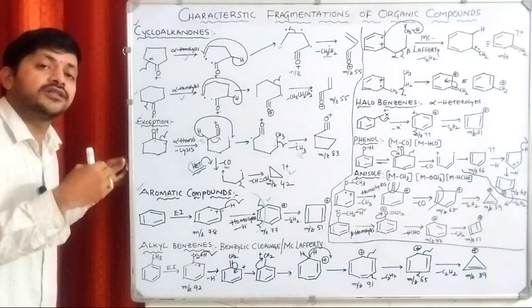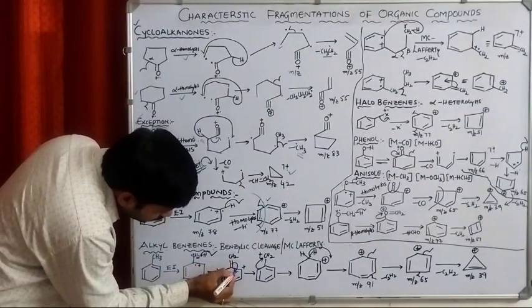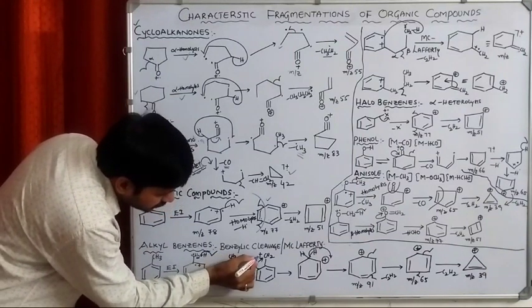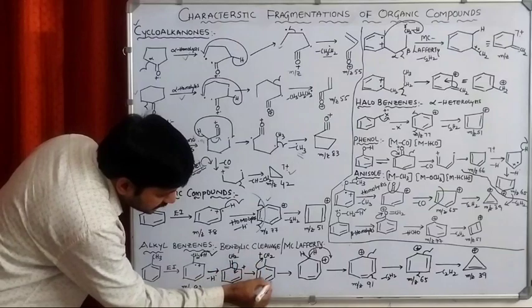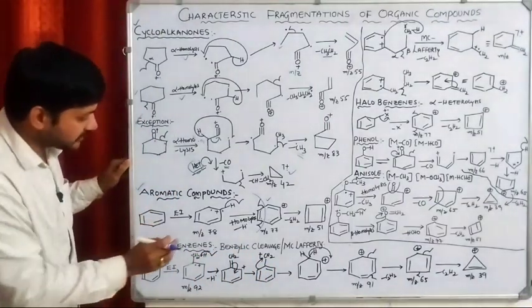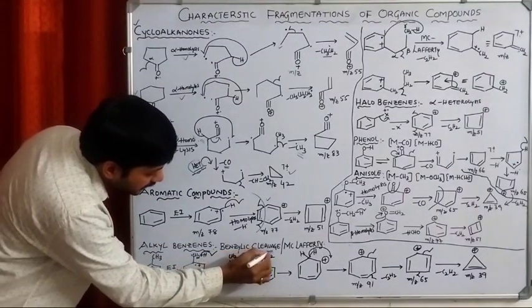This will be involved in the rearrangement process. See this one? This one is going to be involved in the delocalization. That's why this carbon will get the positive charge. That's why this ion is commonly called what? Benzylic cation. That's why this kind of cleavage is commonly called benzylic cleavage.